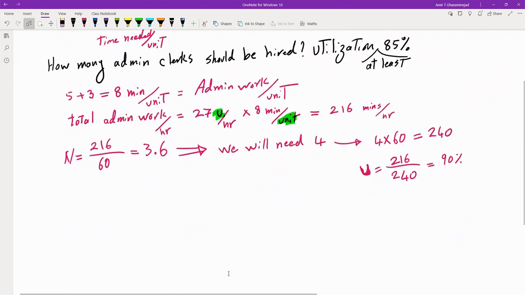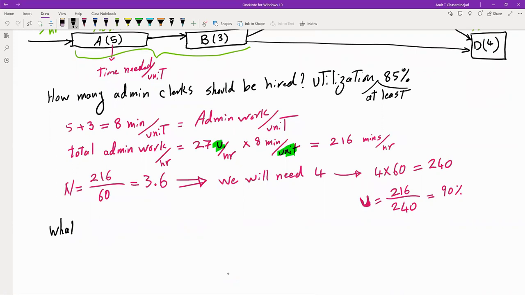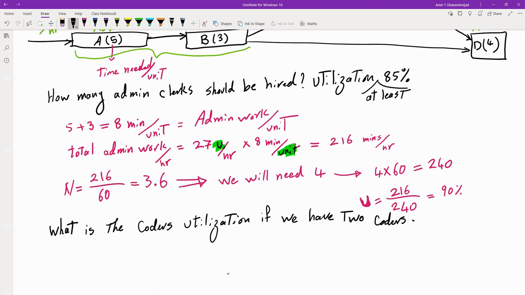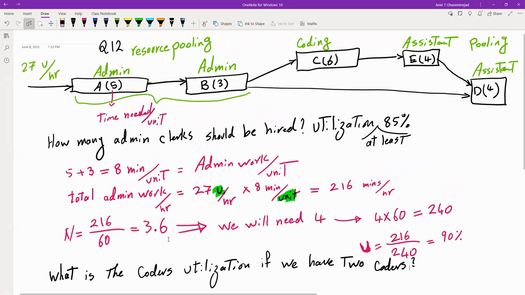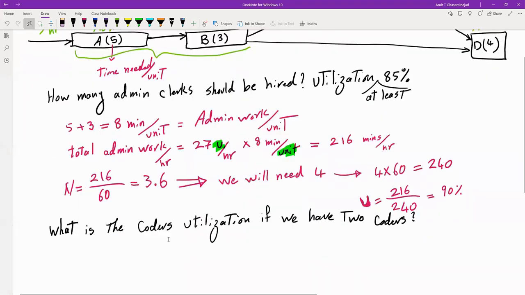Now, next question is that what is the coder utilization if we have two coders? And notice that for every job, coding is necessary. All of these things are necessary for every job. Just the order of them is different. So for all of these 27 tasks that we have to do per hour, we have to do the coding.